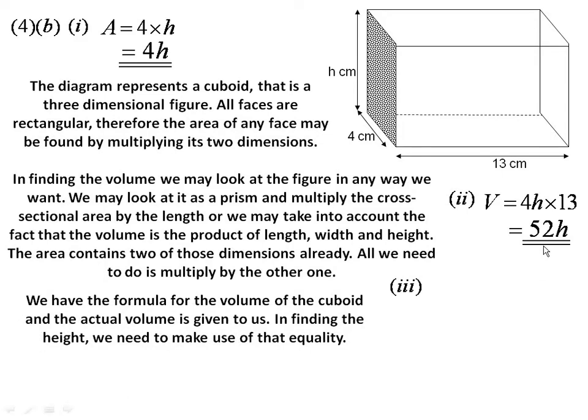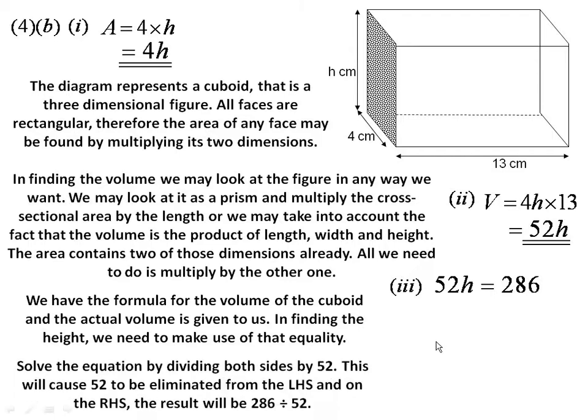In finding the height, we need to make use of the equality. What equality? We are supplied with the volume in the statement of the problem, and we have the formula for the volume right here. So we equate the formula for the volume with the value of the volume that is given to us in the statement of the problem, and we have 52h is equal to 286, which is the volume supplied in the statement of the problem. In finding the height, all we need to do is eliminate the 52 from this side by dividing, and do the same thing on the other side. So we will have h is equal to 286 divided by 52, and that will turn out to be 5.5 centimeters.